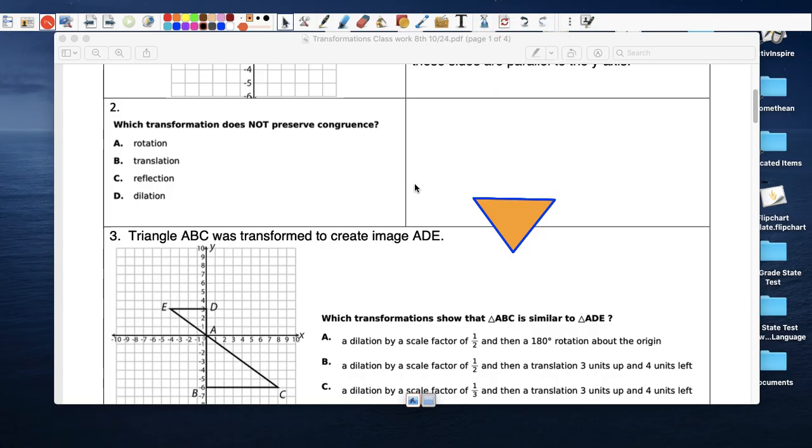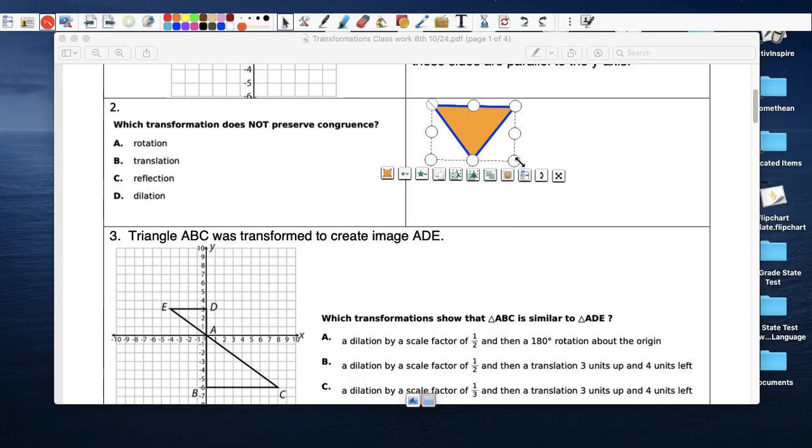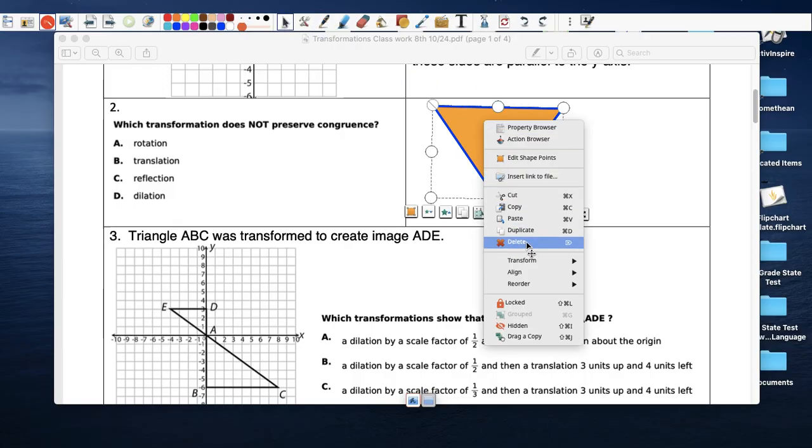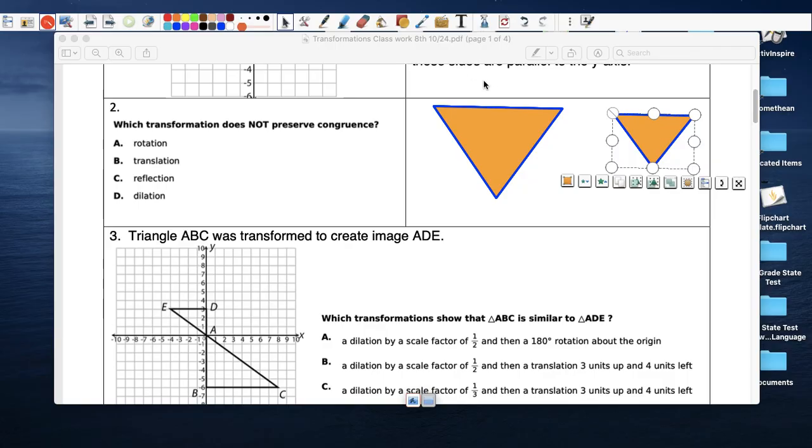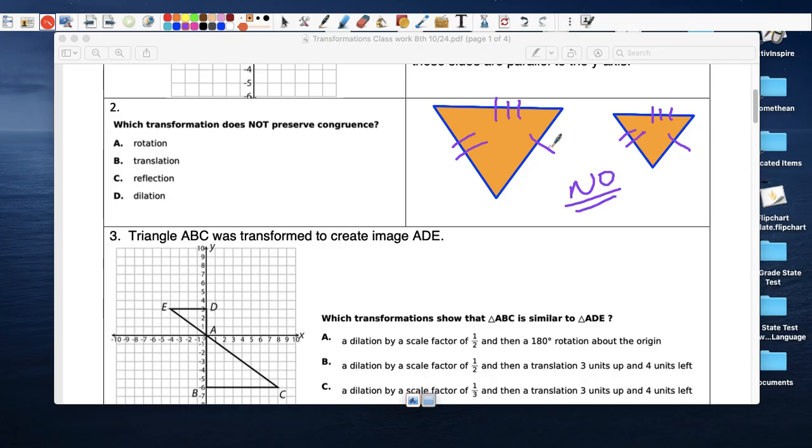So if you have a triangle like this, and I decided to dilate it by a factor of 2 or 3 or half, making it smaller or larger, did it preserve congruence? Now I guess I'll duplicate one more. So imagine I had that, and imagine that was the original, and I dilated by a half or a third. Are these sides congruent? Is this side congruent to this side? Is this side congruent to this side? And so forth. The answer is no. Congruence means the same size. So it would be D.